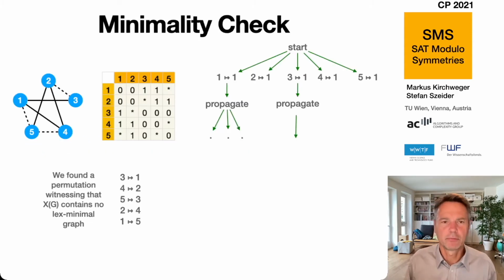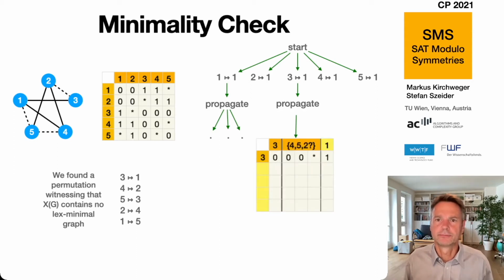Here is an example for our minimality check. Here again to the left is this partially defined graph and the corresponding adjacency matrix. And now we do a branching algorithm. We start by trying out which vertex in this permutation comes at place 1, and then in the next level which vertex comes at place 2, etc. Let's look at this branch here where we say the vertex 3 comes first.